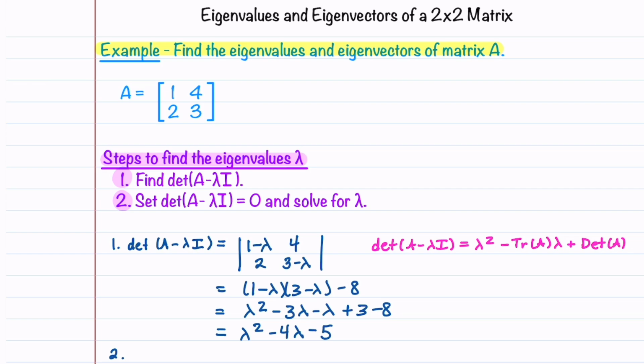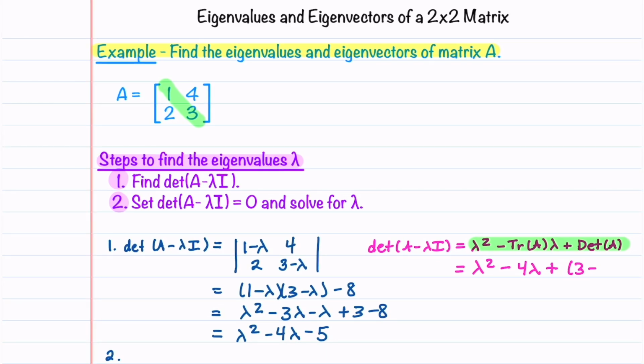Over on the right-hand side, I want to show you another way that you can do this for a 2x2 matrix. To find the determinant of A minus lambda I, all you have to do is follow this formula. We get lambda squared minus the trace of A. The trace of A is the diagonal entries of our matrix A added, and that's going to be 4, plus the determinant of our matrix A, which is the diagonal entries multiplied, which is 3, minus the off-diagonal entries multiplied. And this gives us the same polynomial, lambda squared minus 4 lambda minus 5. This formula only works for a 2x2 matrix.